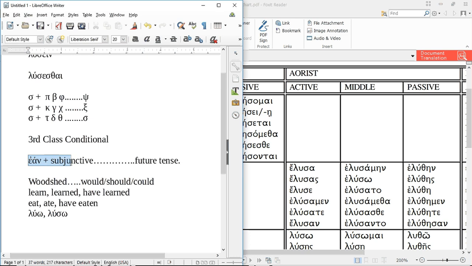In the protasis, you have ean plus the subjunctive mood, and then you'll get the future tense in the apodosis. Usually the future indicative. Other things, as he notes, can happen here in the apodosis, but usually it's going to be the future tense indicative mood. Sometimes this is called the woodshed clause because it's would should. The example he has for you: if he should free the slaves, then he will see the kingdom. So make a chart of how that works.